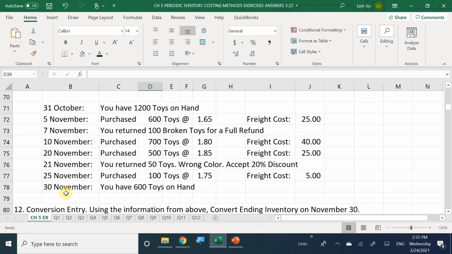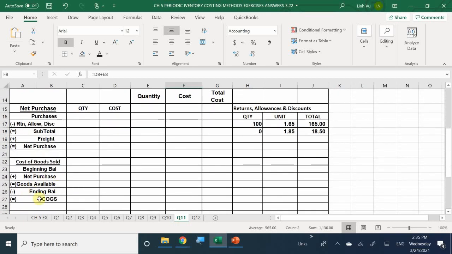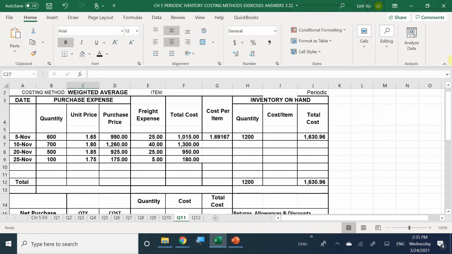100 toys on hand. We have a total of 600 toys on hand. So now that we're given this, it's the end of the month. It's November 30th, and we have an ending balance of 600 units. So what does that tell us? We need to total up our columns.